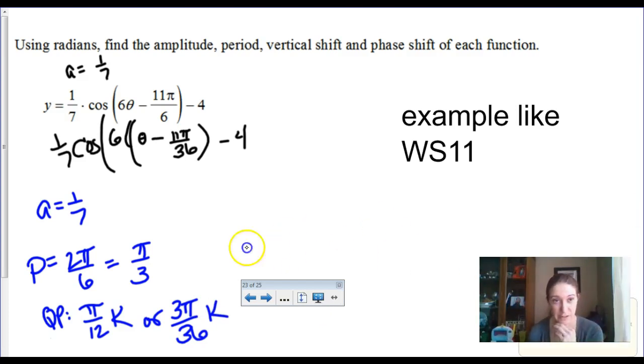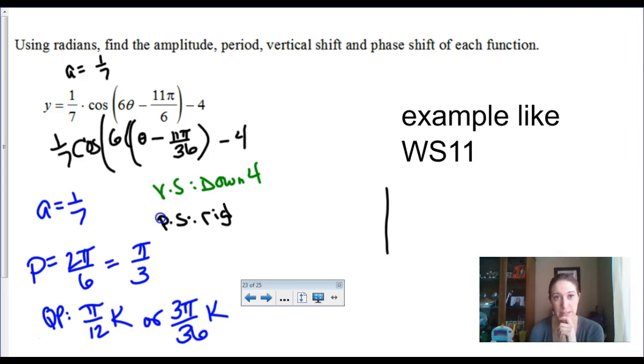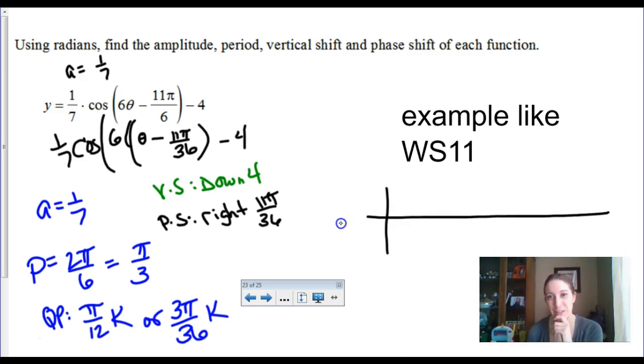And then it's been shifted down for vertical shift. Down 4. Alright, so here's what we're going to do. We're going to cheat. Oh, by the way, phase shift: right 11 pi over 36. Alright, so we're going to call this midline here -4, because I want to. Oh gosh, it's so ugly.